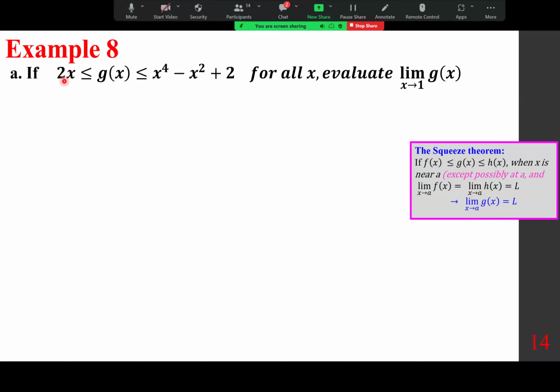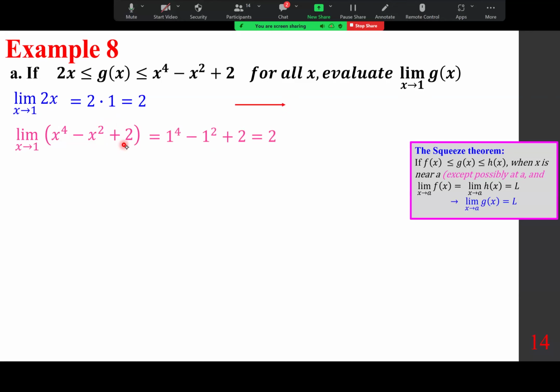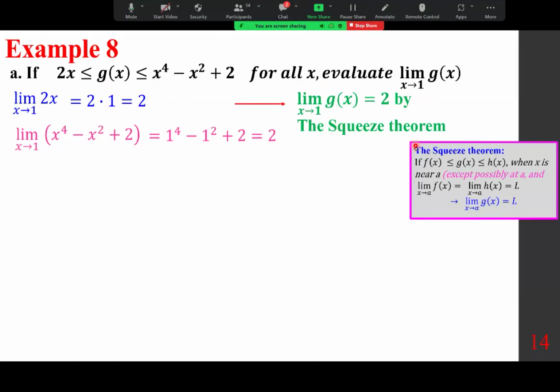In this case, let's look at the limit of 2x as x approaches 1, and simply put plug in. That gives you 2. Let's look at this case. Let's take a limit of the right side as x approaches 1, the right side of the inequality. And if we plug in, we get 1 to the power of 4 minus 1 squared plus 2, which is also 2. So therefore, the limit of g of x as x approaches 1 must be the same by the squeeze theorem. It is important to mention why. The why is by the squeeze theorem. So if you just wrote that one without writing by the squeeze theorem, it's wrong.